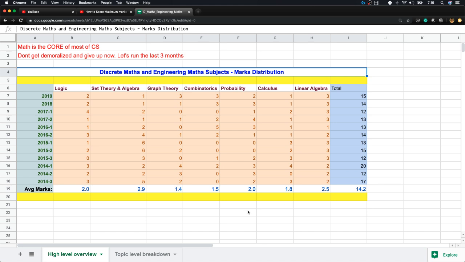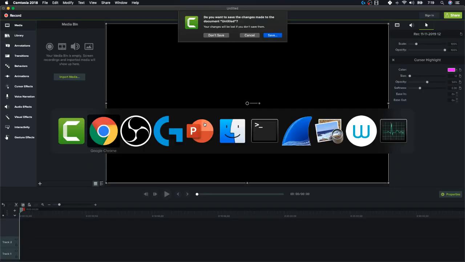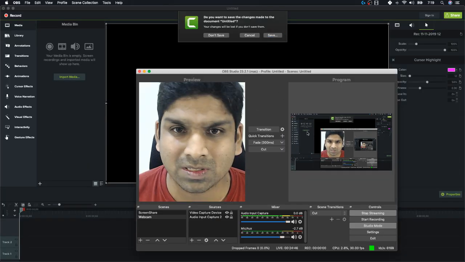Please get through this. Again, I've seen a lot of people who neglect this. So let me change the screen here. I have seen a lot of people who neglect engineering maths and they don't practice it enough, right? That is the biggest problem that I see. So please, for heaven's sake, don't.